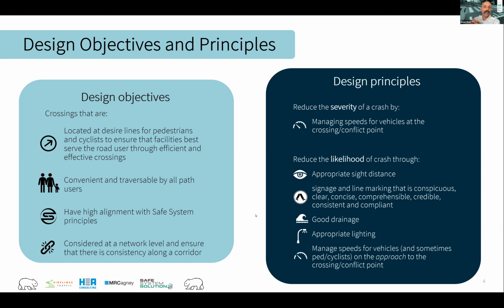So we're thinking about sight distance, and then signage. And I've gone with the 7 C's of signage, which some of you might know: conspicuous, clear, concise, comprehensible, credible, consistent, and compliant. We want to think about drainage, lighting, and then I've got speed again, but this is speed on the approach to the crossing and the conflict point for decision-making. So those are some principles I want you to take away at a very high level. And I'm really going to spend the next 2 hours delving into these and giving you a good understanding of them.